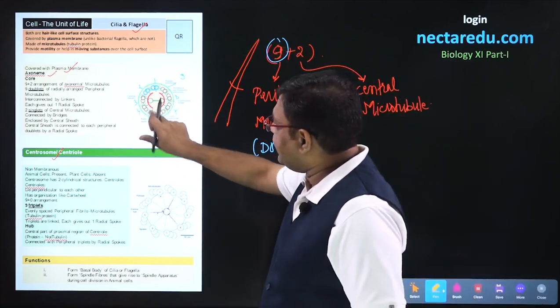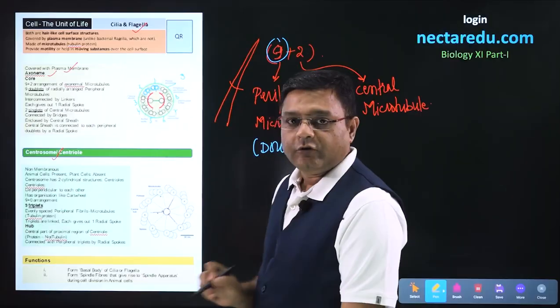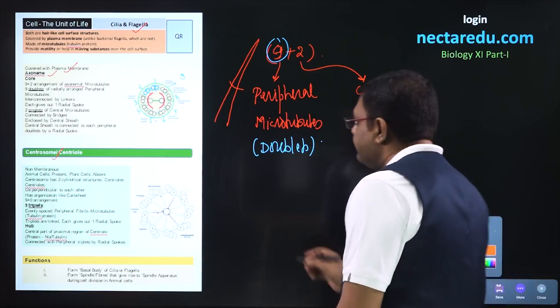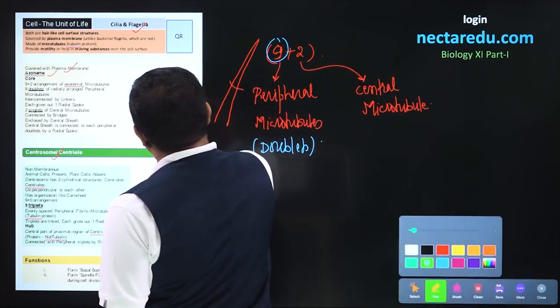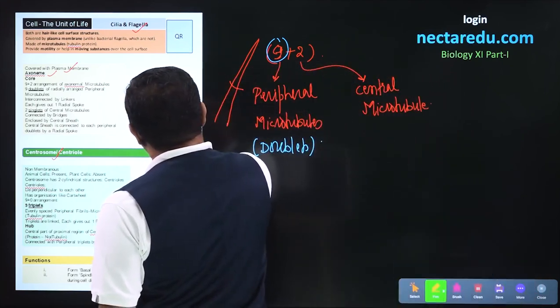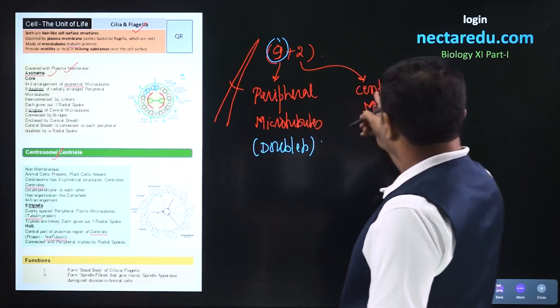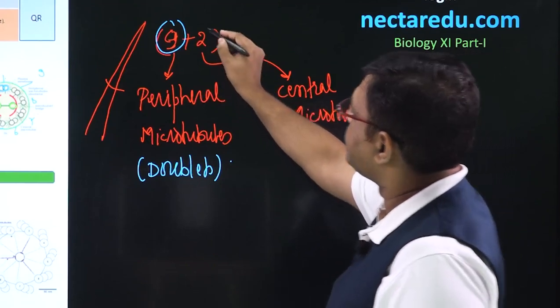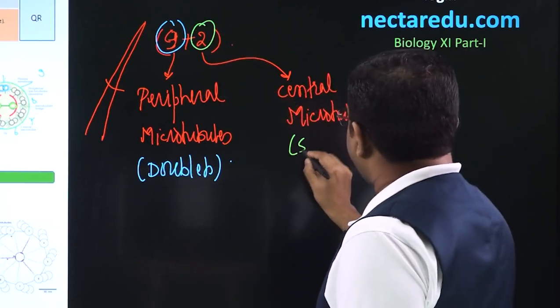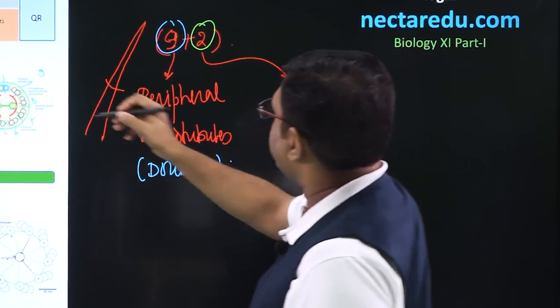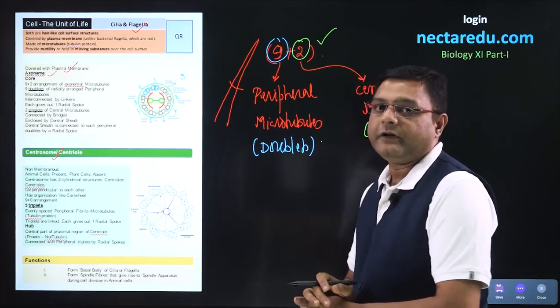If we see the center, then here 2 microtubules are present. Let us mark these by green color. So, one microtubule is this and the other microtubule is this, and these are singlets. So, central microtubules number is 2, but these are singlets, and that is how we call the structure as 9 plus 2.